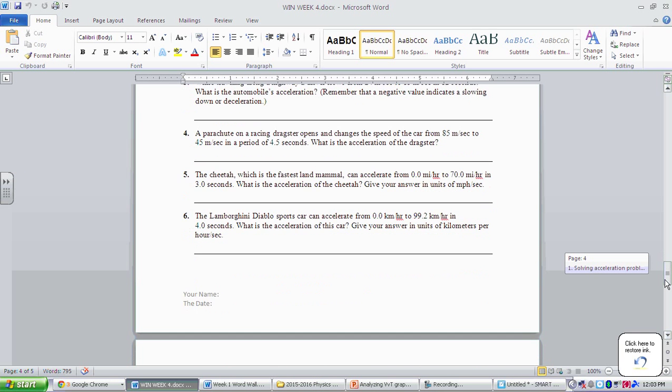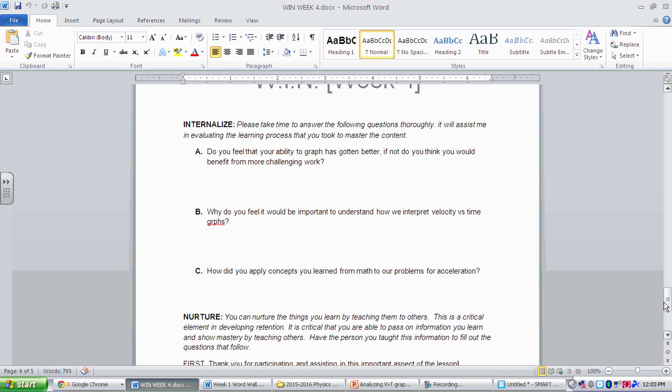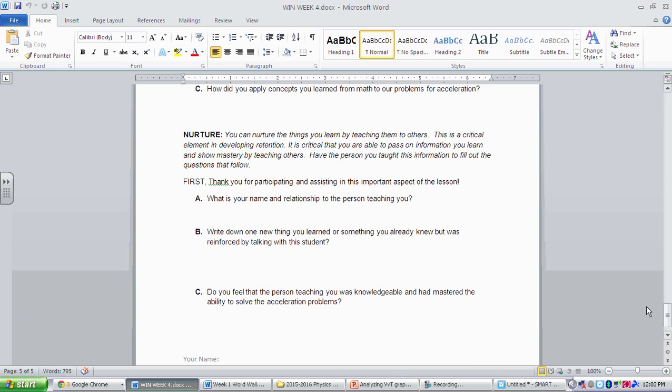When you're done with the 6 problems there, you'll have to finish the last 2 sections, the internalized section. Y'all are doing a really good job with this. A lot of people are doing the questions that are in this section very well. But a lot of you are still not finishing the nurture section. This takes off an automatic 30 points from your win form. So make sure that you do this section.